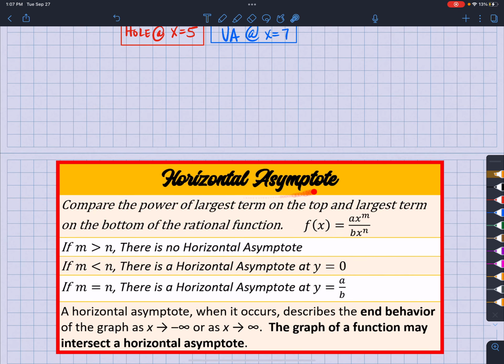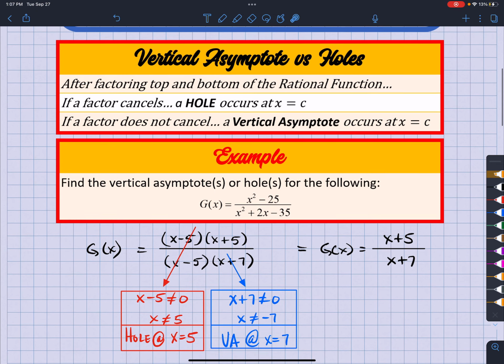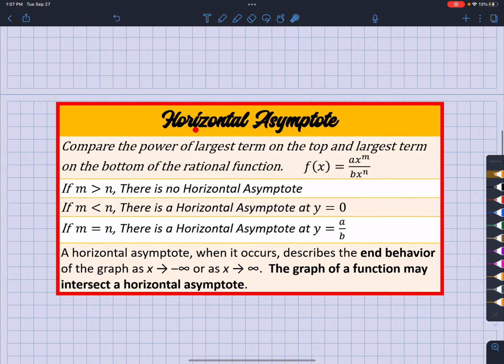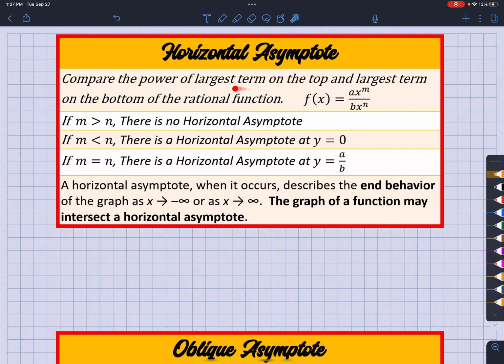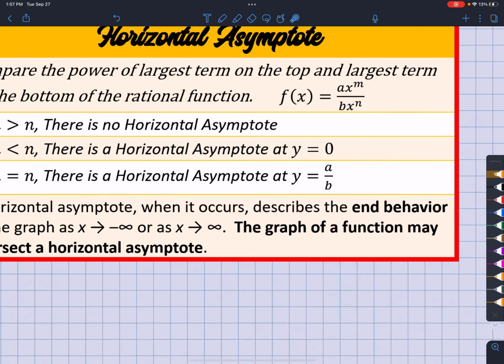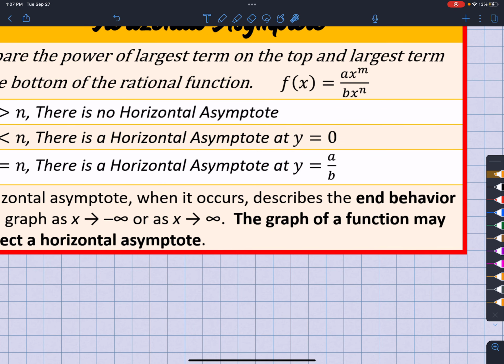So now we just talked about vertical asymptotes and holes. Now we're going to talk about horizontal asymptotes. A horizontal asymptote is where we compare the power of the largest term on top and the largest term on the bottom. We're comparing their powers. So notice the m and the n. This is assuming that ax to the m is the largest powered term on the top, and bx to the n is the largest powered term on the bottom.